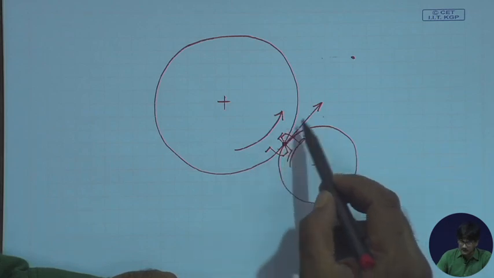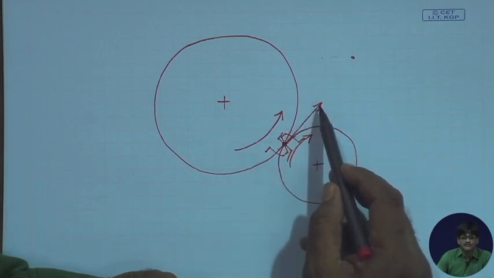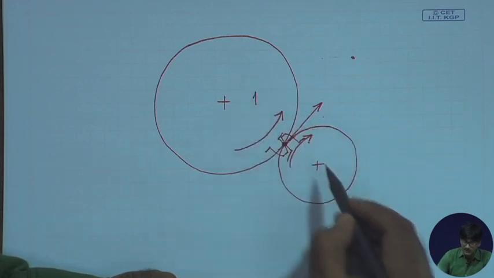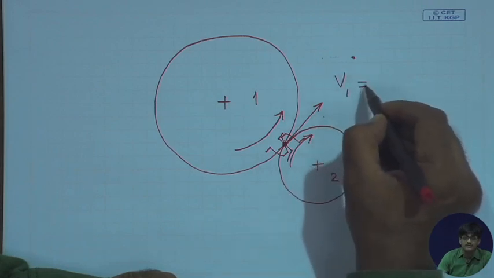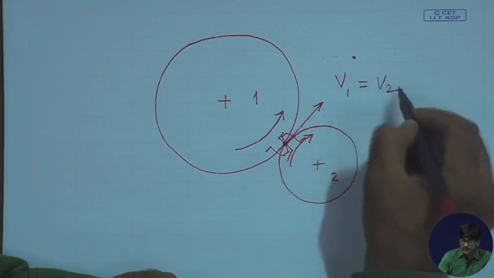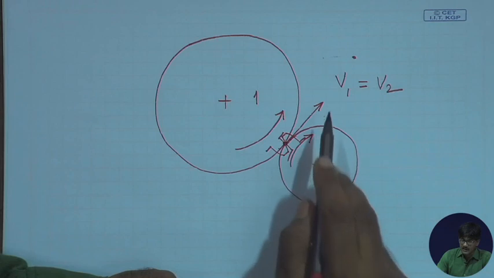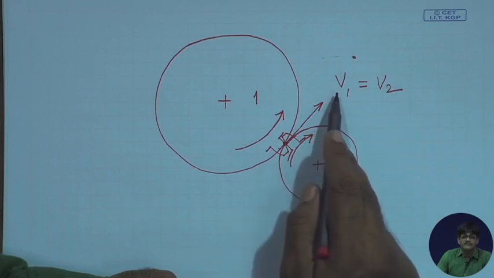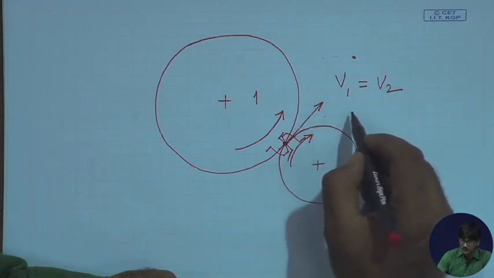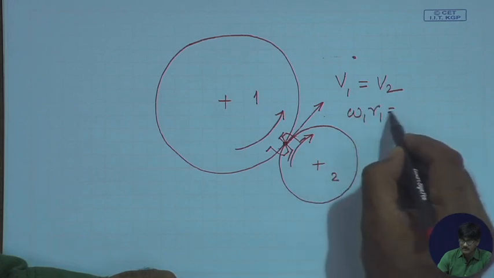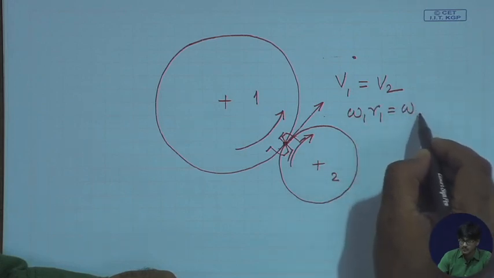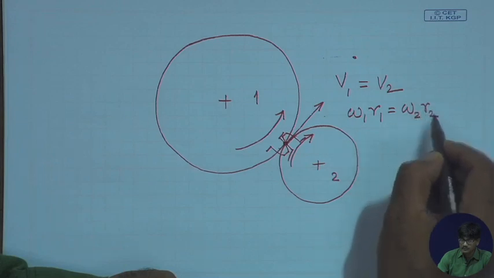So, if they have a common tangential velocity, we can establish that if this is gear number 1, if this is gear number 2, definitely V1 is equal to V2, these two tangential velocities. And what is V1 after all? It is equal to angular velocity omega 1 into the radius r1. So, this one must be equal to omega 2 into r2.